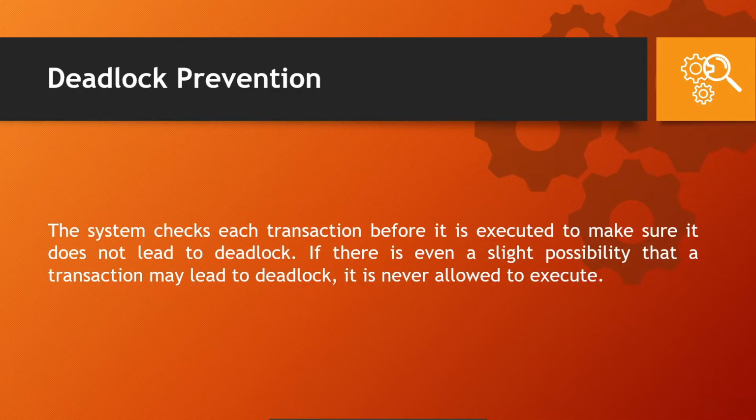Now let's move on. Deadlock prevention. In this method, the system checks each transaction before it is even executed to make sure that it does not lead to deadlock. If there is even a slight possibility that a transaction may lead to deadlock, it is never allowed to execute.